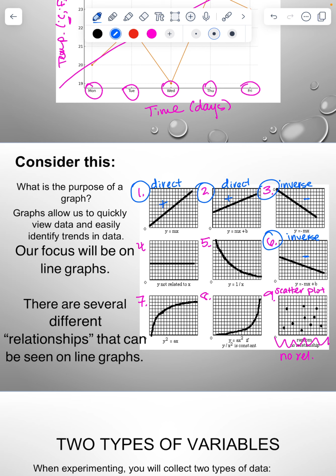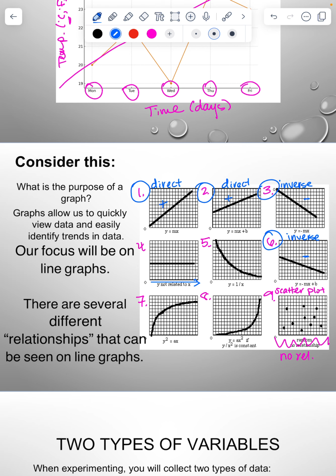Like if we look at number 4, we just have that straight horizontal line. We can interpret that. As x increases, as our independent variable increases, nothing is happening to our y. Our y is staying the same. So we know that our independent variable does not affect our dependent variable in any way. So that's pretty much what we're looking at right there.